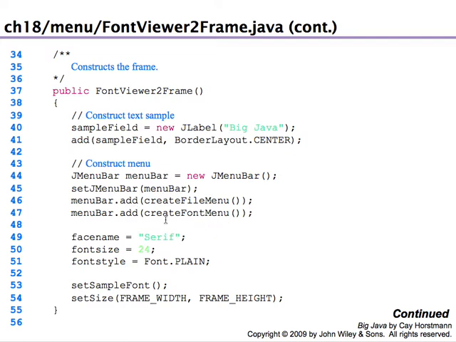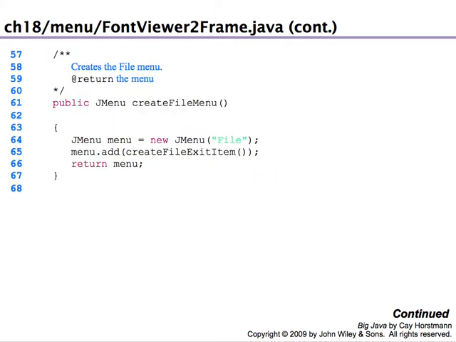Same for the font menu. And then we create a default or initial value and call the method setSampleFont to initialize the font with these three values. The file menu creates a menu called File, creates an exit item, and adds that to the menu.